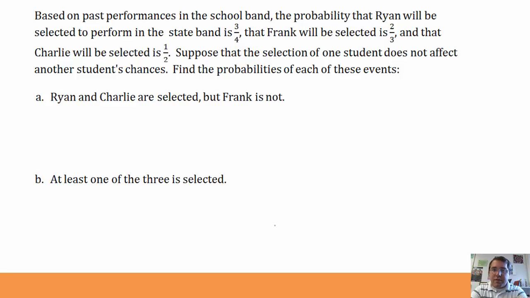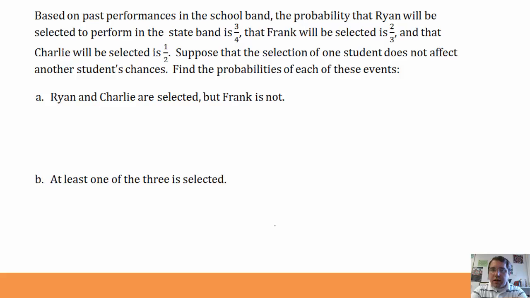Based on past performances in the school band, the probability that Ryan will be selected to perform in the state band is 3/4, that Frank will be selected is 2/3, and that Charlie will be selected is 1/2. Suppose that the selection of one student does not affect another student's chances. Maybe all three of them play different instruments, so one of them being selected is not going to affect the probability of another one being selected. Find the probabilities of each of these events. First, that Ryan and Charlie are selected, but Frank is not, and then we'll find the probability that at least one of the three is selected.